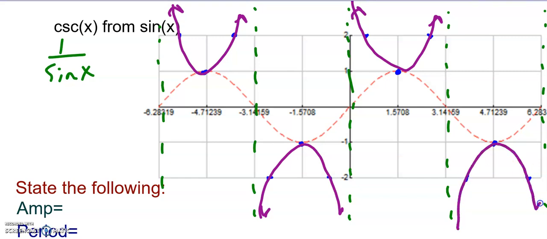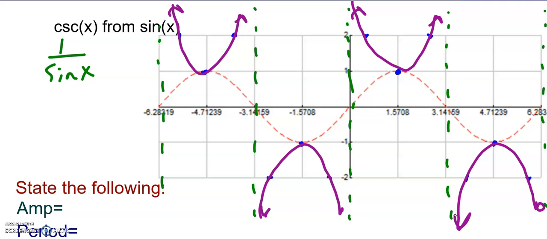And I want to point out these kind of look like parabolas, but they're not because of the asymptotes. So parabolas would go to the left and right forever. These are bounded by the asymptotes, but they kind of look like that shape. So anyway, what is one actual period of cosecant though? Remember, a period is a complete cycle.